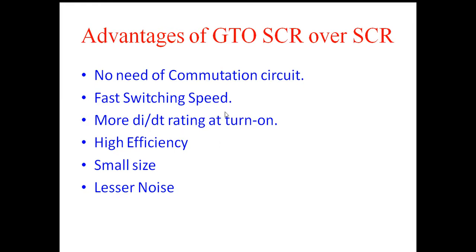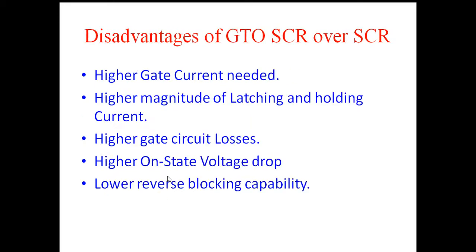The di/dt rating is higher at turn on. So if any unwanted currents come, the GTO may not turn on. So false turning on of the device does not occur with GTO, which is more advantageous. And from an efficiency point of view, the GTO is more efficient, and since it does not have the commutation circuit, the size is very small. The noise is also less.